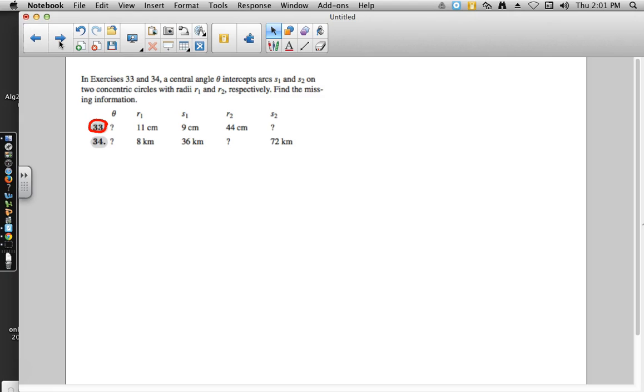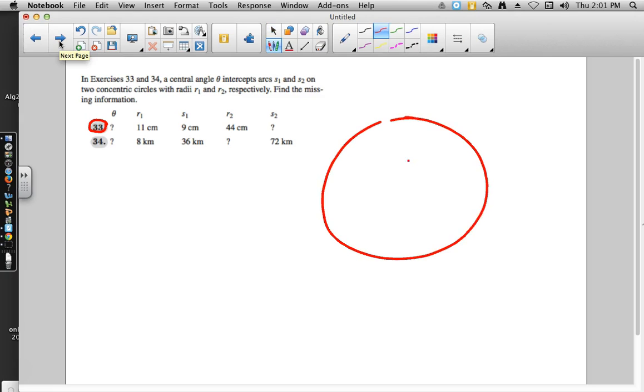Next one on your list was 33. And 33 is talking about concentric circles. Concentric circles are like a donut. I mean, that's really what it is. And they want us to look at concentric circles that are using the same theta, the same angle. In exercises 33 and 34, a central angle theta intercepts arcs S1 and S2 on two concentric circles that have radii of R1 and R2, respectively.